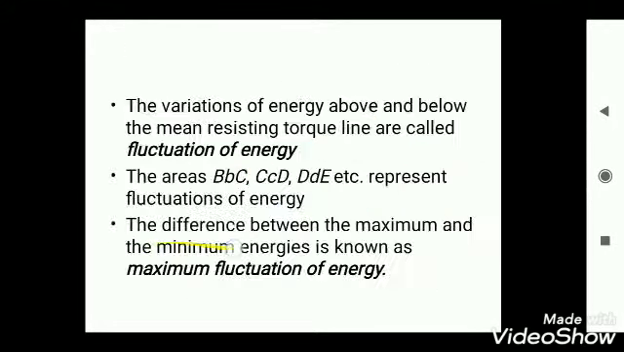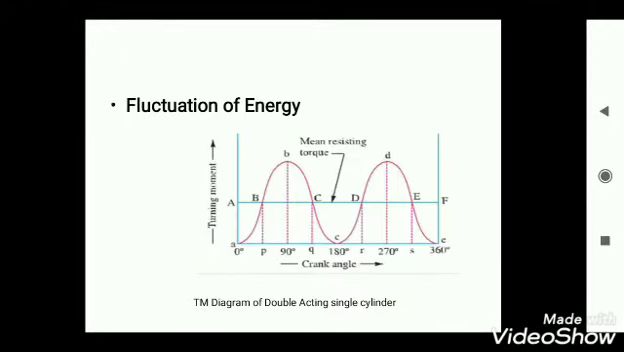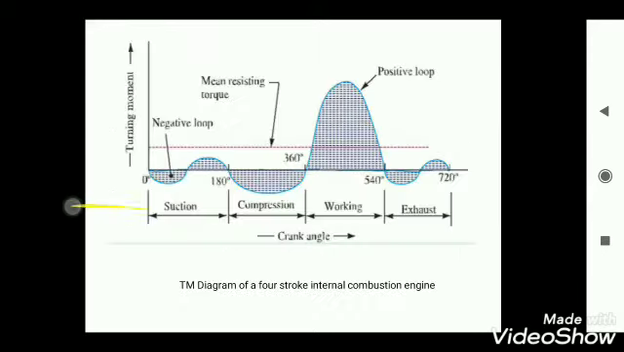Okay, so already we have seen the fluctuation of energy for the turning moment diagram of a double acting single cylinder engine. Now here we are going to see the turning moment diagram of a 4-stroke internal combustion engine.